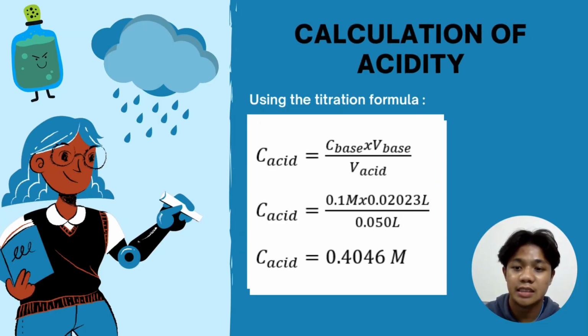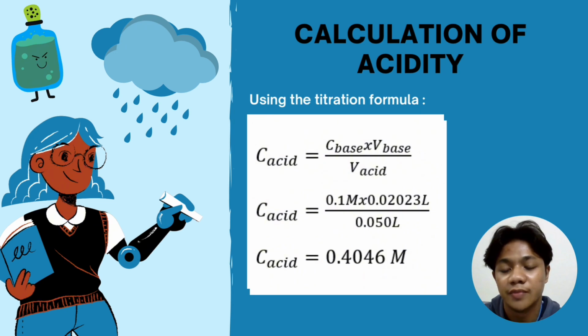Okay, now we are going to calculate the acidity using the titration formula, which is concentration of acid equals concentration of base times volume of base over volume of acid. So from the experiment, we know that the concentration of base is 0.1 molar times volume of base 0.02023 liter over the volume of acid, which is 0.050 liter. So if you put it in your calculator or you can count it manually, the final answer we get is 0.04046 molar.